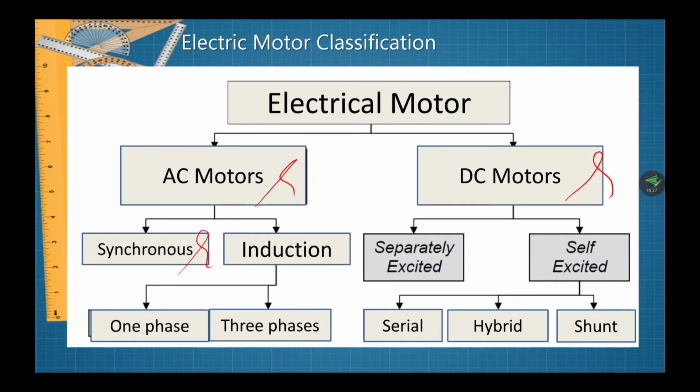For the AC motors, there are synchronous AC motors and induction AC motors, and the induction motors are divided into two kinds: single phase and three phase. The DC motors are divided into separately excited motors and self-excited motors. The self-excited motor is divided into the series motor, compound motor, and shunt motor. The motor working principle.